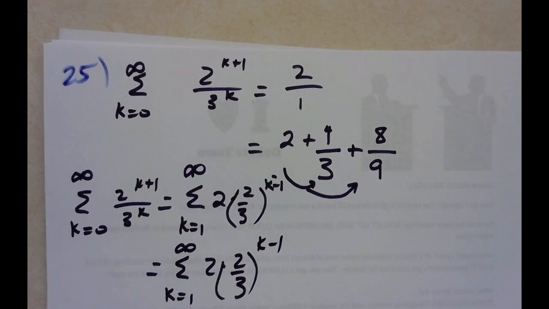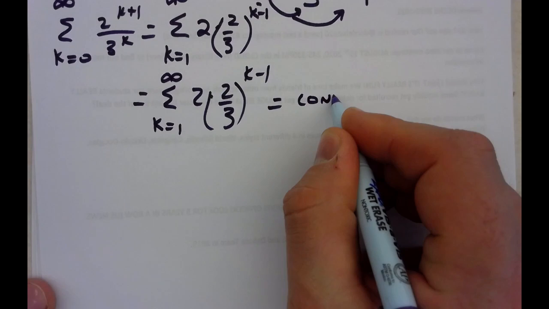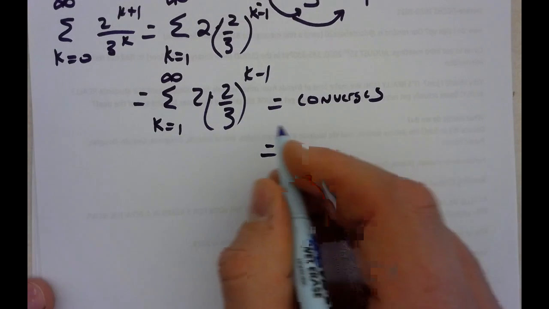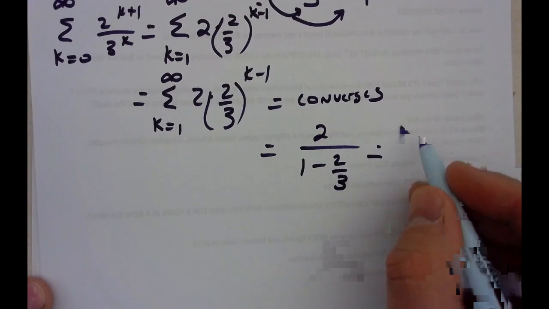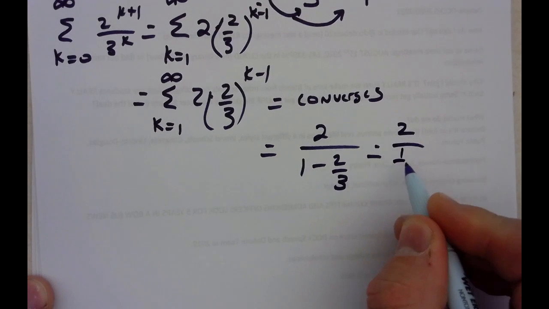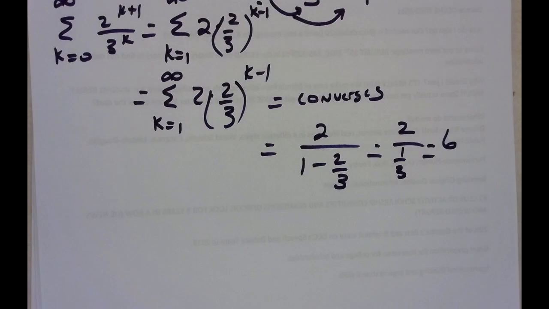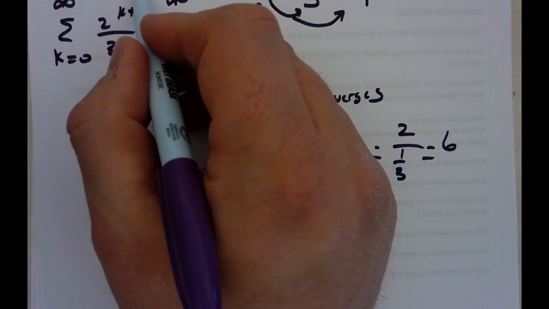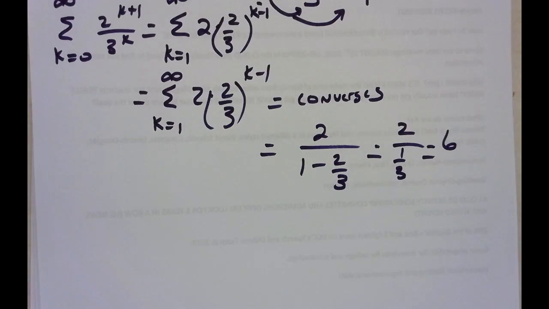So does that converge or diverge? That converges. And in fact, it's 2 over 1 minus 1/3, 2 over 2/3, which gives us 3. Re-indexing.